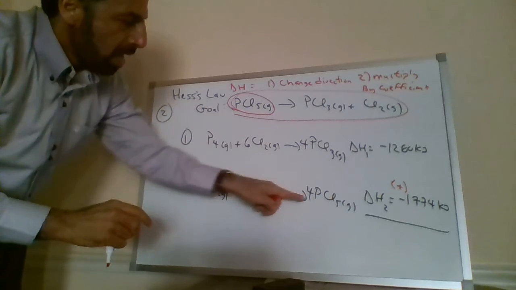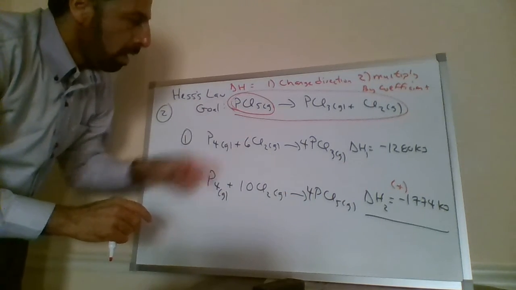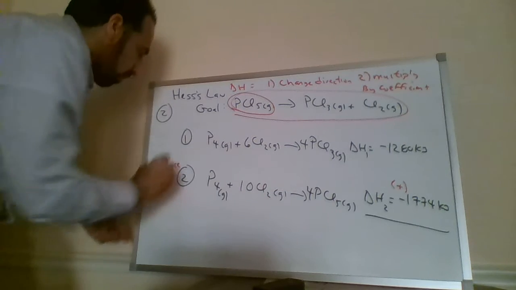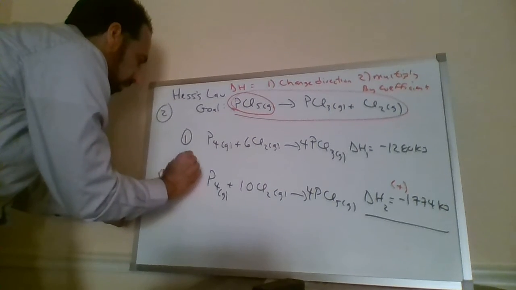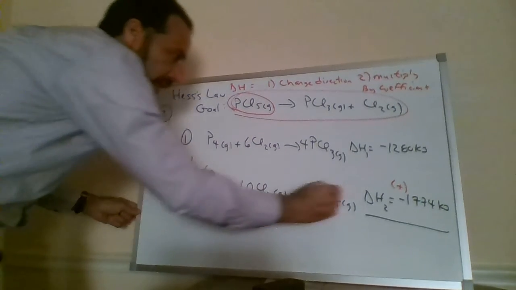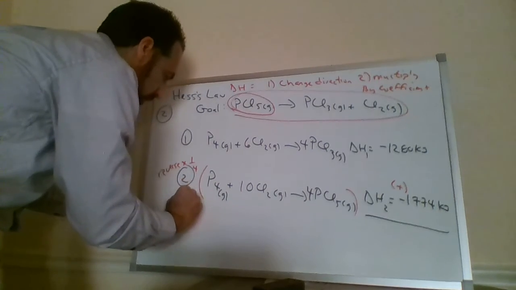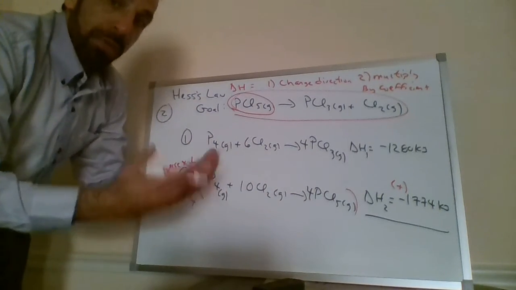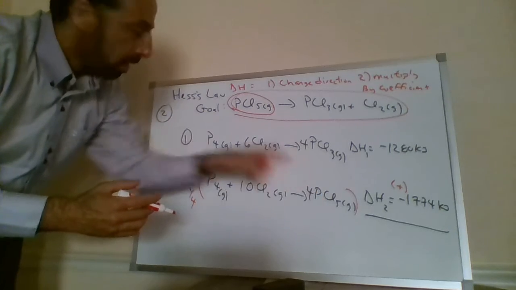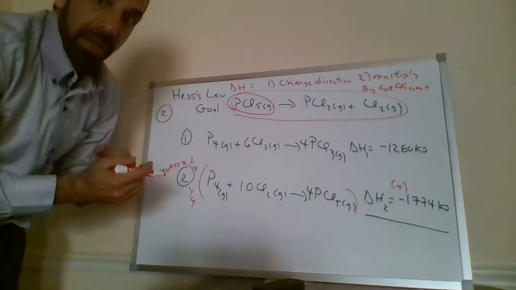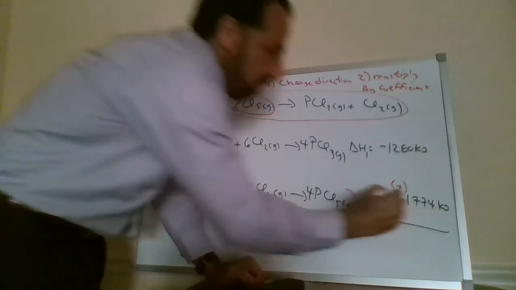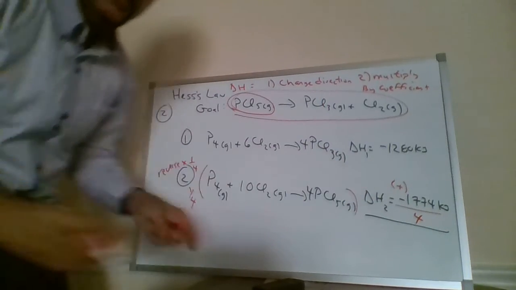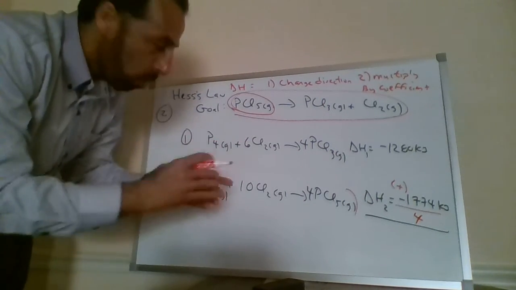Also notice there's 4 here, there's only 1 here. So I'm going to multiply this reaction by a fourth. So I'm going to multiply everything by 1/4, because I have to get rid of that 4. So 4 times 1/4 is going to be 1. So it'll be 1 PCl5 here, 1 PCl5 there. And it also means I'm going to divide this by 4. So I'm going to change the sign and divide that by 4.